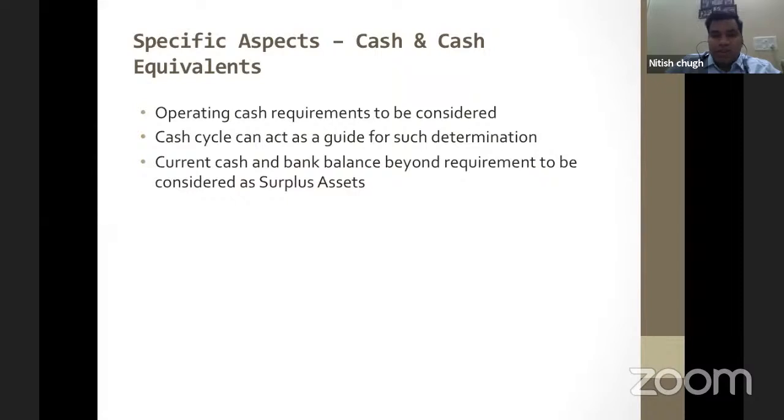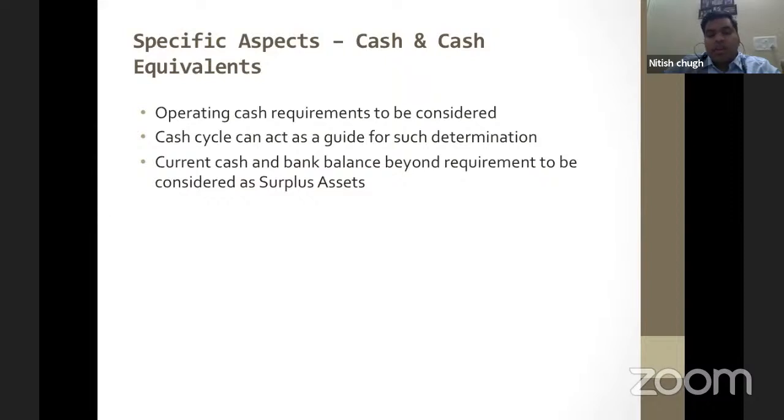Then cash and cash equivalents. Operating cash requirements need to be considered. Only operating cash requirement needs to be considered. That can be determined using the cash cycle of the entity. Not the operating cycle, cash cycle. Operating cycle is different. Cash cycle is different. Then current cash and bank balance beyond requirement is to be considered as surplus assets. So suppose you have a cash or bank balance of 10 CR, but you require only 3 CR for the operations of the business as per the cash cycle.